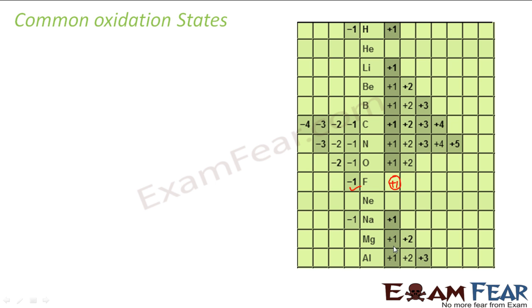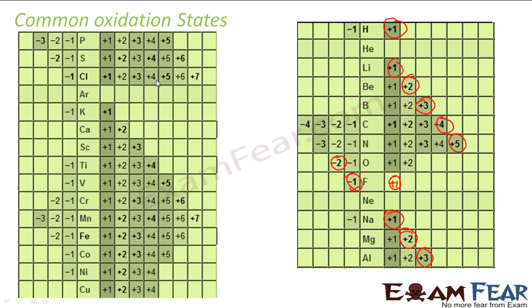Sodium +1 or -1, magnesium +1, +2, aluminum +1, +2, +3. If you see, there is something dark here, right? That means in most cases it is +1, here it is +2, here it is +3, here in most cases it is +4, and here it is +5 in most cases. Oxygen is mostly -2, fluorine is -1, sodium is +1, magnesium is +2, aluminum is +3 most of the time, but it can have +1, +2 and +3. Similarly, phosphorus can have +1, 2, 3, 4, 5, mostly, also -1, -2, -3.